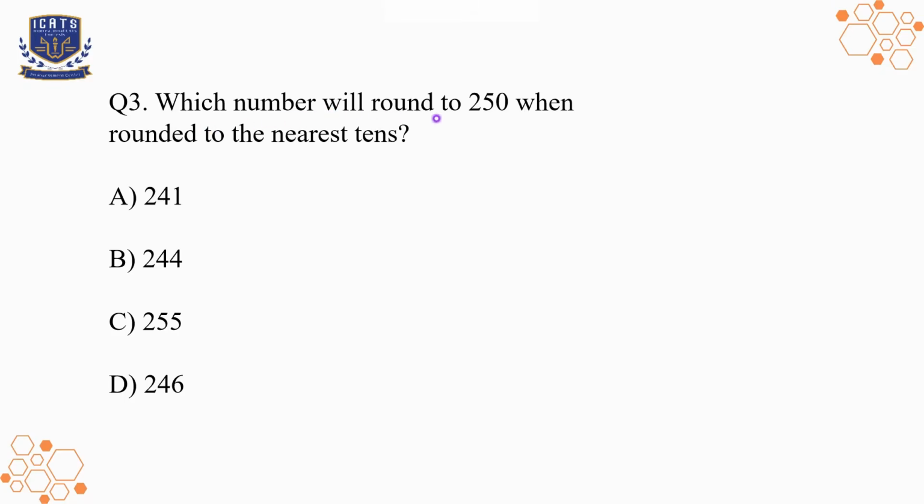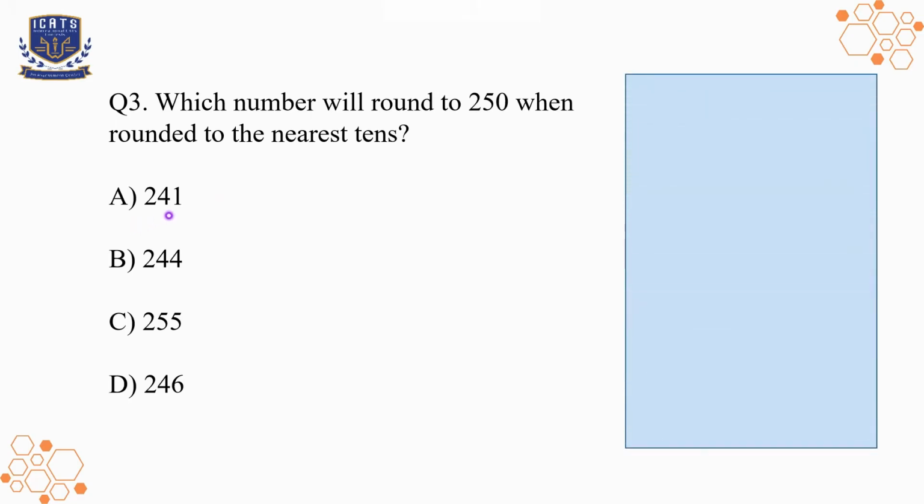Question number 3. Which number will round to 250 when rounded to the nearest tens? Option A is 241. First of all, we will see where it lies. It lies between 240 and 250, and the half of these two numbers is 245. As 241 comes before the half, which is 245, we will round 241 towards the first number, which is 240. Option B is 244, which lies between 240 and 250.